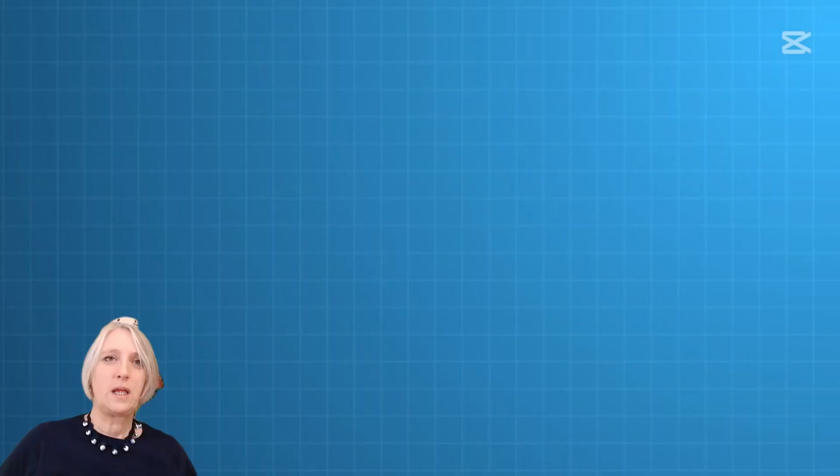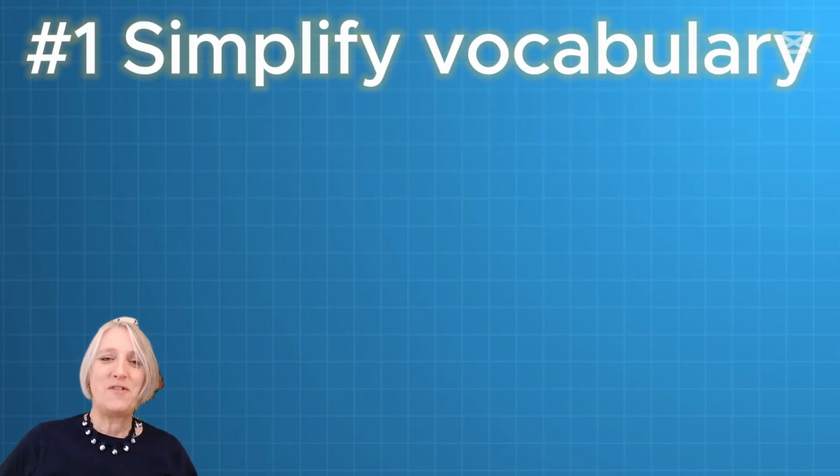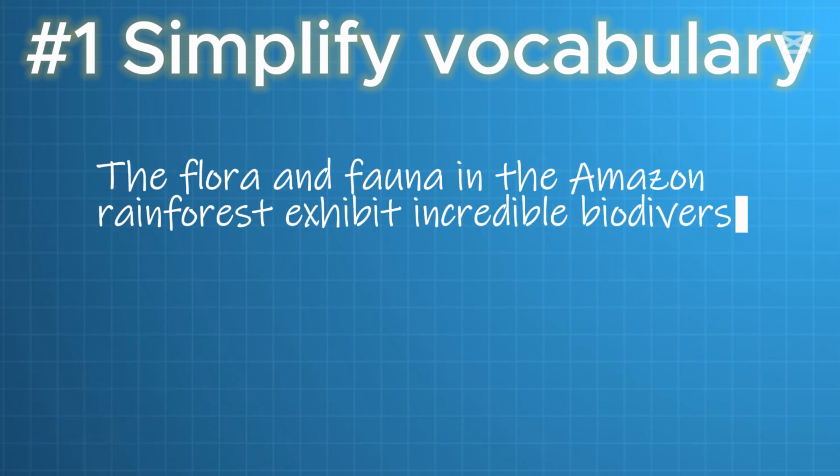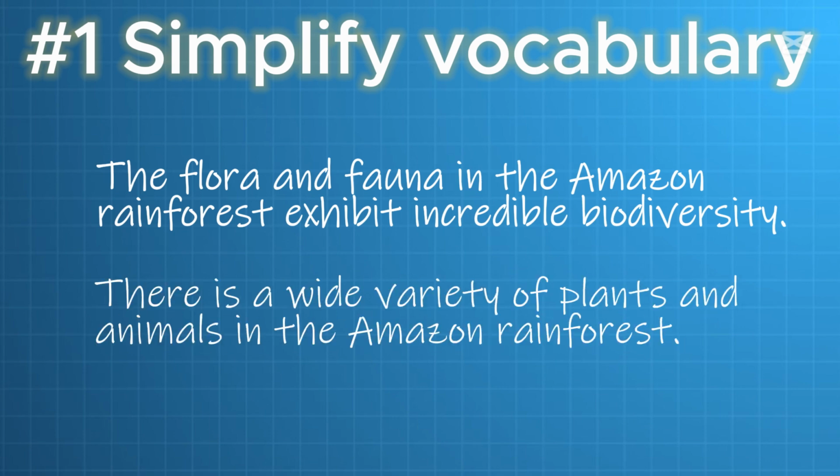So here we go. Number 1. Simplify vocabulary. Complex words can make reading difficult. We can simplify vocabulary by using easier synonyms, which the learners may already know. Here's an example. The flora and fauna in the Amazon rainforest exhibit incredible biodiversity. Compare that to, there is a wide variety of plants and animals in the Amazon rainforest. You can see that once you've introduced the simplified vocabulary and the learner has understood, you can go back to the more complex vocabulary and show them how they have the same or similar meanings.